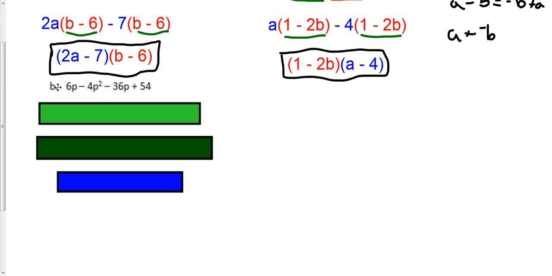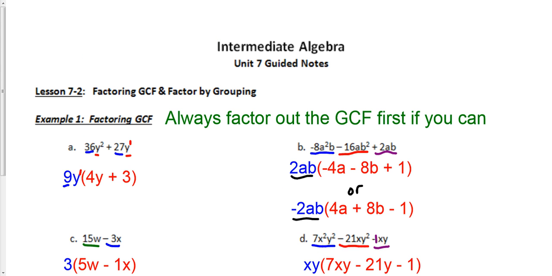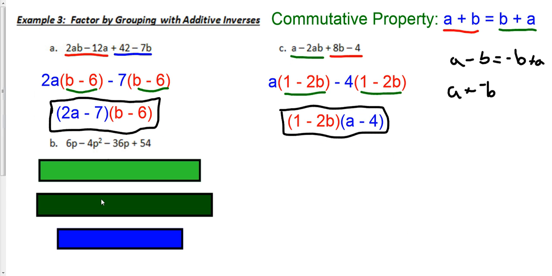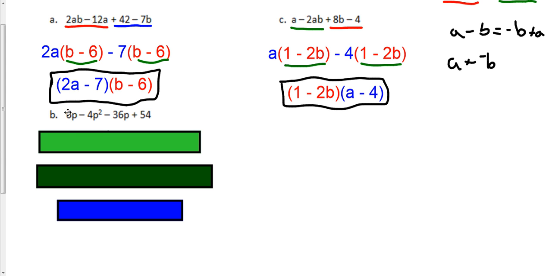Let's look at our last example, example B here. Now before, in our very first slide, we said always factor out the greatest common factor first, if you can. Let's take a look at all of these pieces. 6p, 4p squared, negative 36p, and 54. We cannot factor out any variables because this piece doesn't have any. But if we look at our coefficients, 6, 4, 36, and 54, we can factor out something from the coefficients.